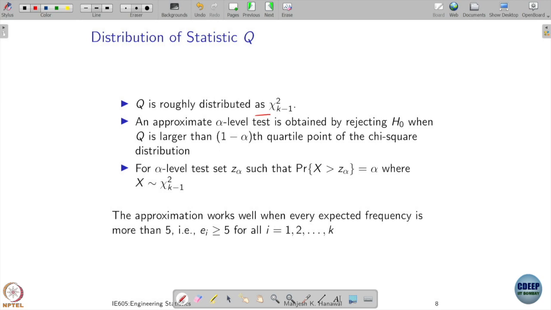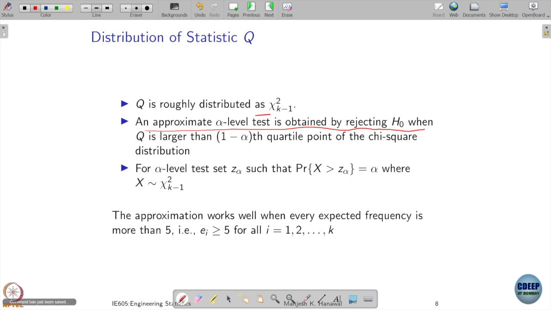Now once I have this, I should be able to quantify the significance or the level of my test by setting my threshold appropriately. In particular, an approximate alpha level test is obtained by rejecting your null hypothesis when your Q is larger than the 1 minus alpha quantile point of the chi square distribution.